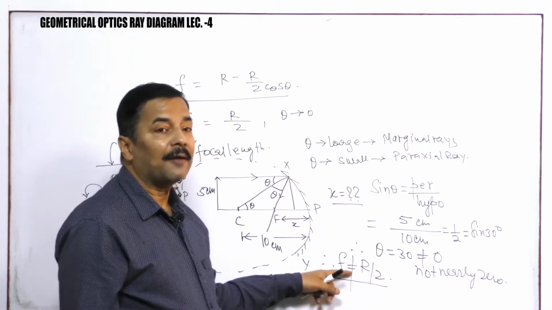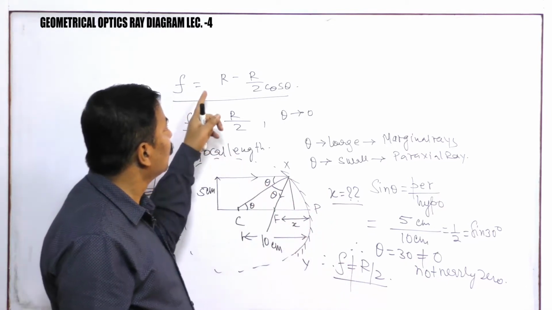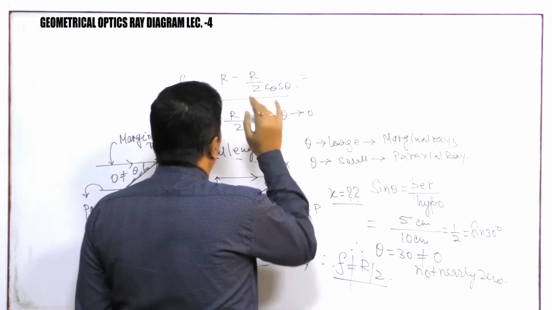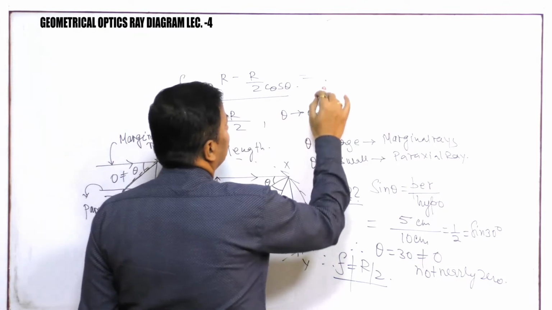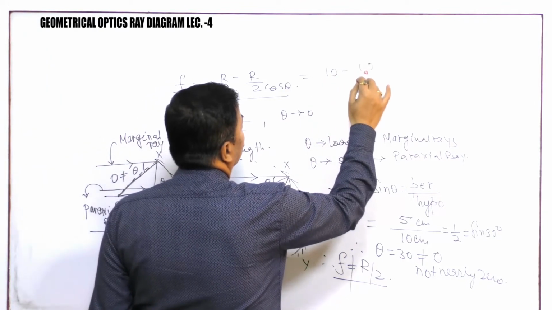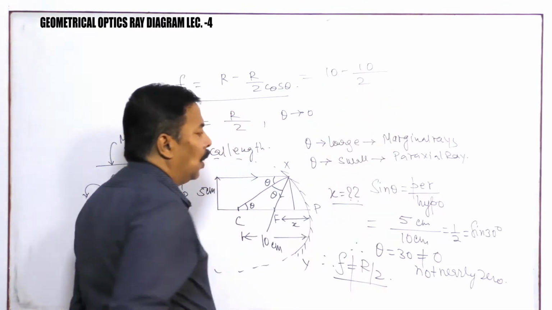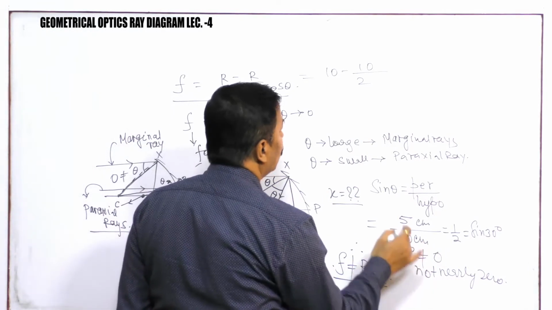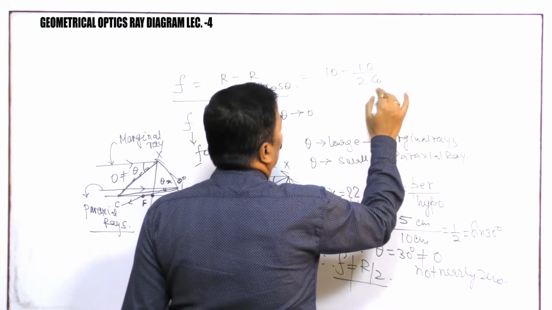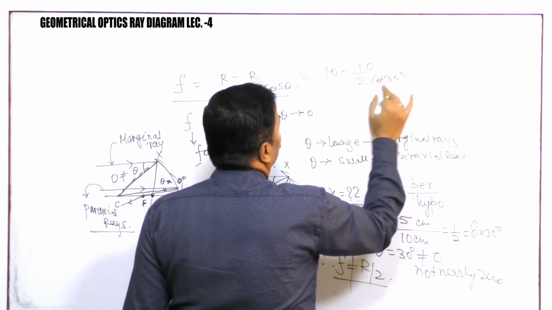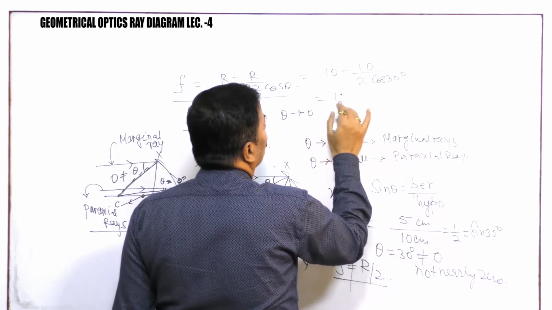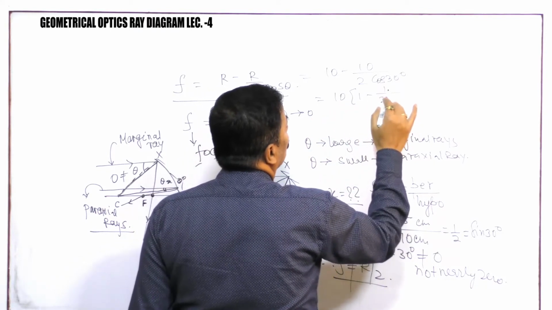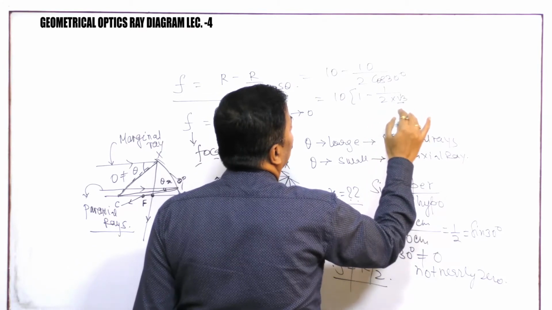Then what formula we have to use? We have to use this formula. So here r is equal to 10 centimeter. 10 minus 10 by 2 cos 30 degree. Theta is equal to 30 degree we have got. So 2 cos 30 degree. So this is giving you 10 times 1 minus 1 by 2, cos 30 is root 3 by 2.